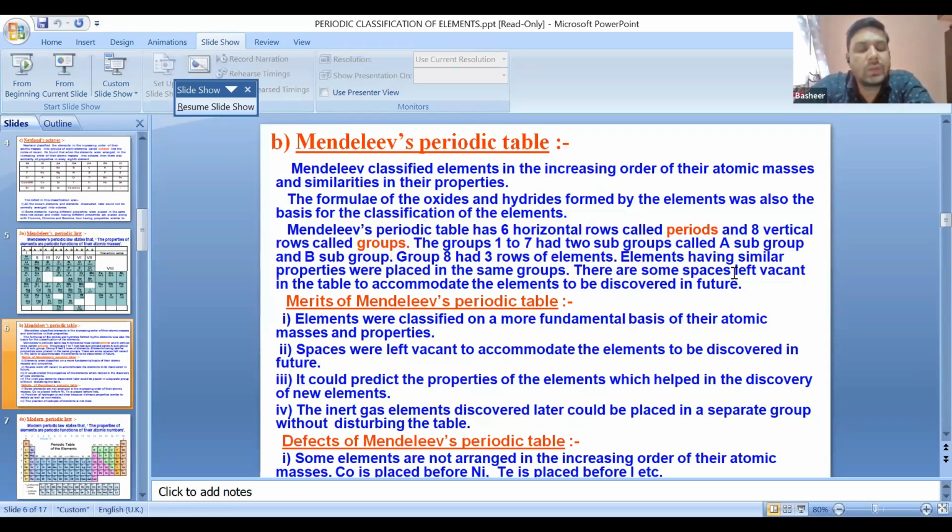Okay, so what did Mendeleev explain? Mendeleev classified the elements in the increasing order of their atomic mass and the similarities in their properties.